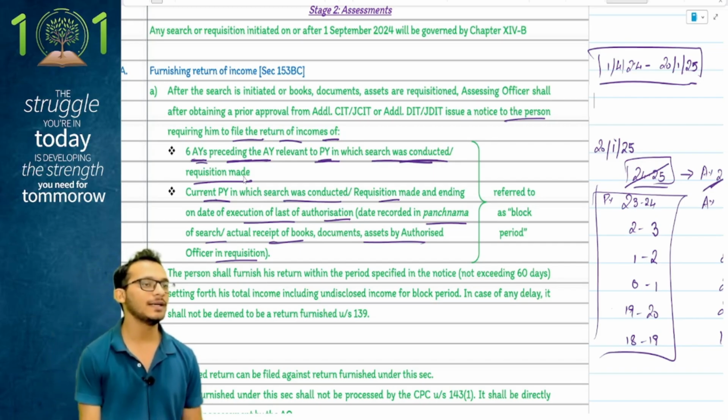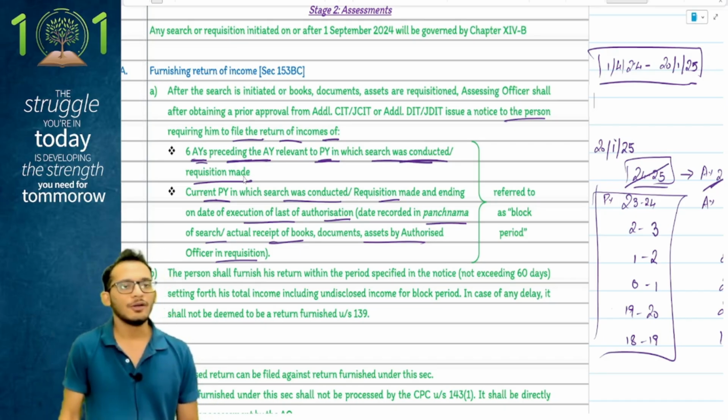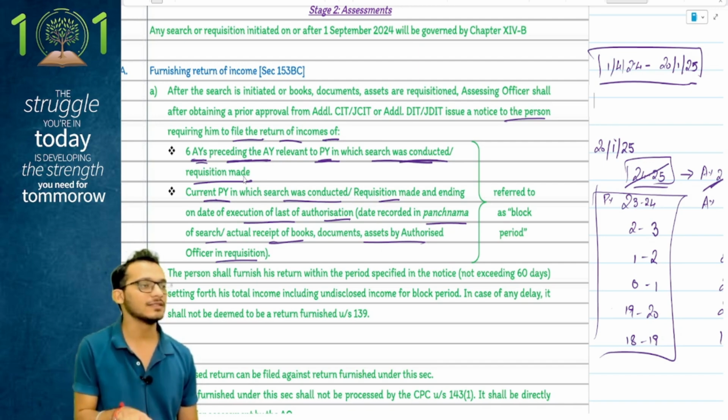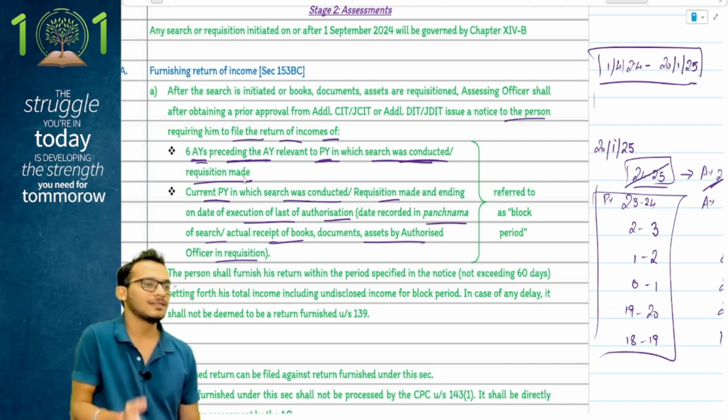20th January 25. Agreed? Yes. Now people, how do you know this is 20th January 25? Basically the date on which the search is concluded. How do you know that the search is concluded?